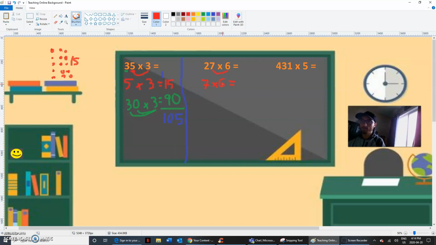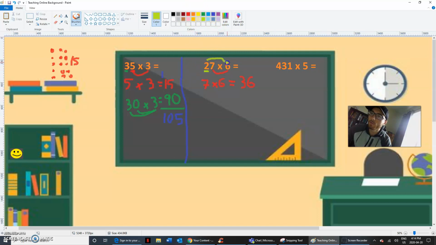Okay. Now, 7 times 6 is 42, and I don't like that. Now we go to our next place value. 6 times 2. But that's not 2. What place value is that? Our tens. Right. 6 times 2 tens.